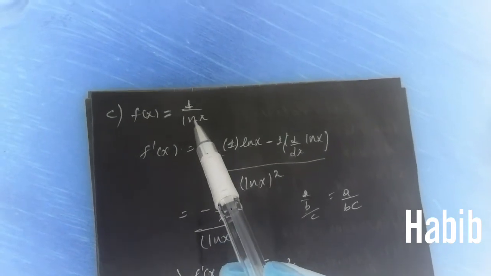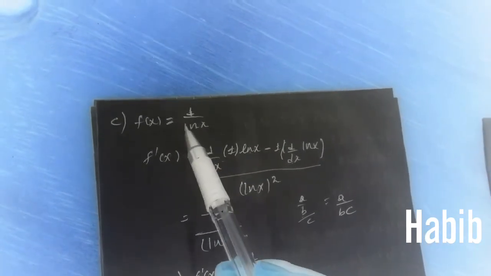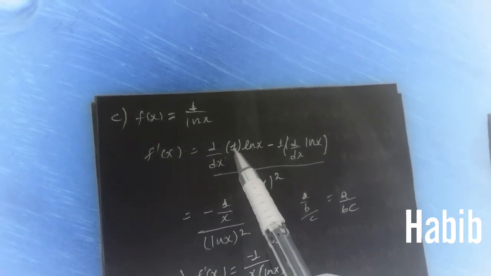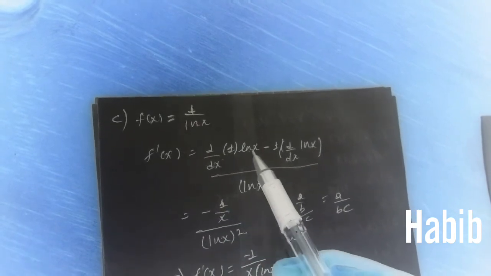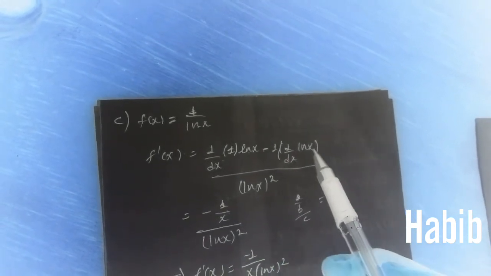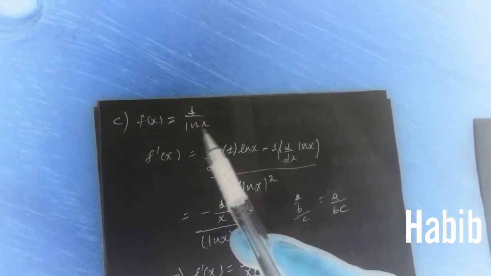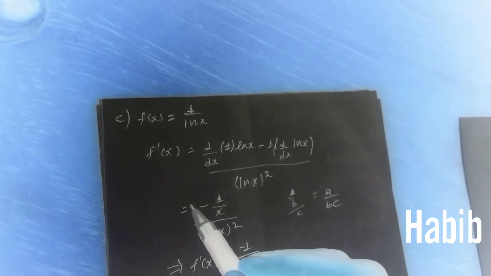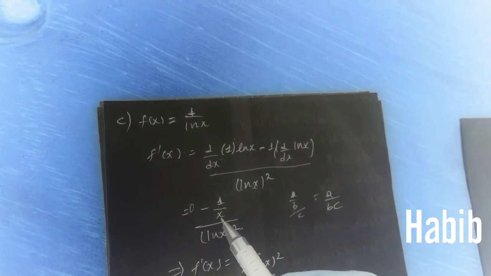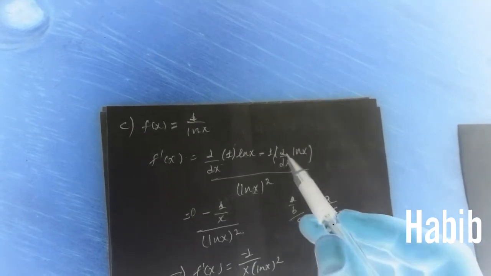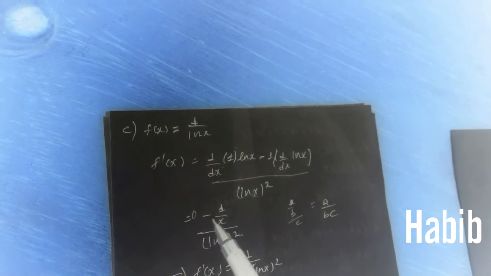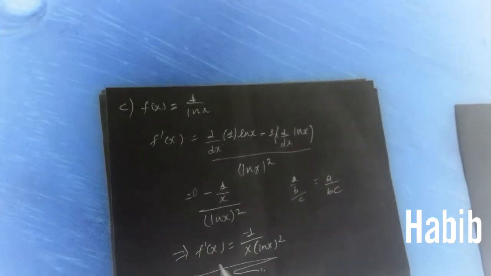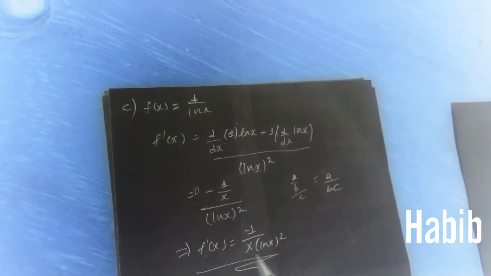The function f of x equals 1 over ln x. Its derivative looks like this. We can separate it by using the quotient rule. Ln x the whole square, minus 1 becomes 0. Therefore 0 minus 1 over x, the whole over d by dx of ln x, which is 1 over x, and the denominator squared, ln x the whole square. Therefore, a over b over c means a over bc. Therefore, the function derivative becomes this one.